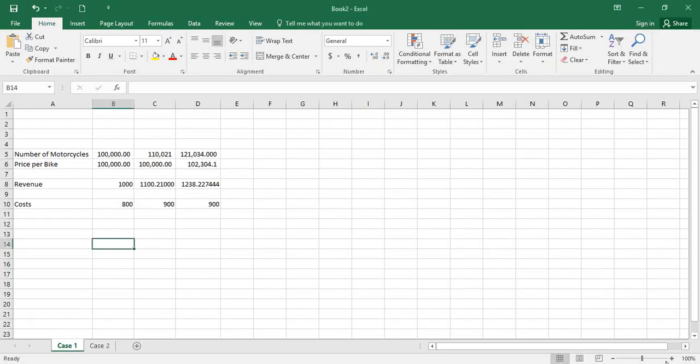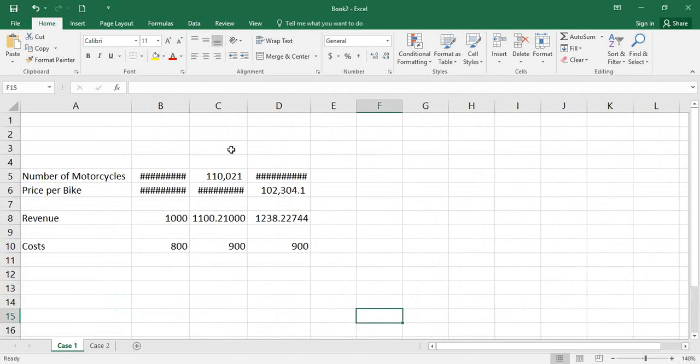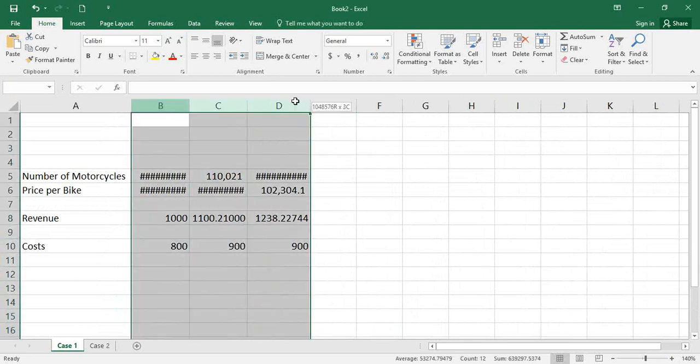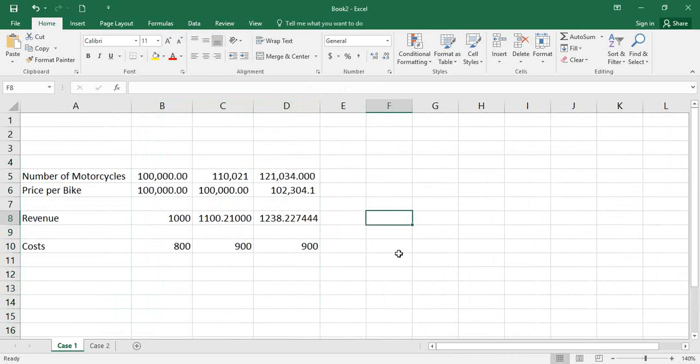So let's look at this Excel file and let's say it starts with this kind of number. Now, it doesn't really look good in terms of viewing. We don't really understand what these numbers are. Let's do this. So when we read this, we probably get a sense of, okay, we are trying to look at number of motorcycles, price per bike, and revenue. So multiplying the motorcycles with the price per bike should give me the revenue number broadly. And then there are some costs given here, right?